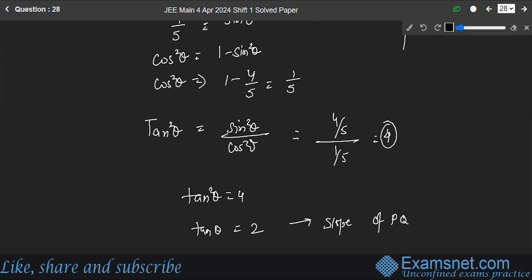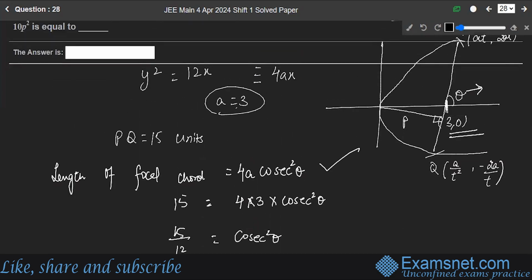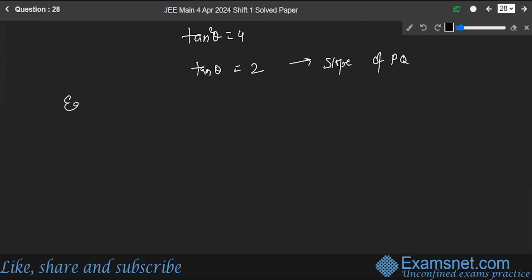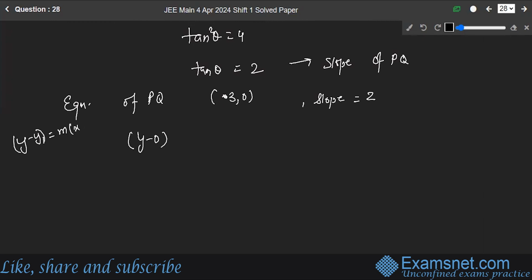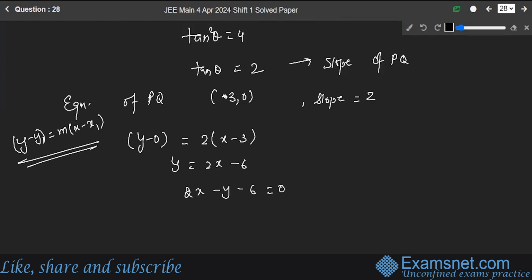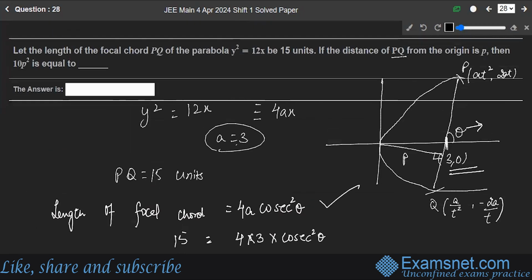And let's frame the equation, because this is passing through the focus, which is 3, 0. So let's frame the equation of PQ. It is passing through the point 3, 0, and slope is 2. The equation is y minus y1 is equal to m into x minus x1. So y minus 0 is equal to 2 into x minus 3. y is equal to 2x minus 6, or you have 2x minus y minus 6 is equal to 0. This is the equation of this line PQ.